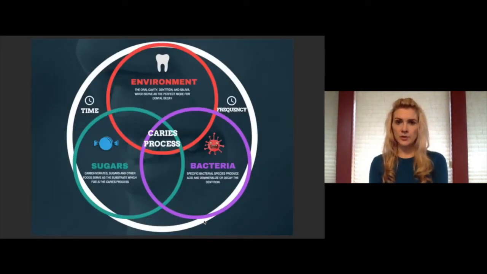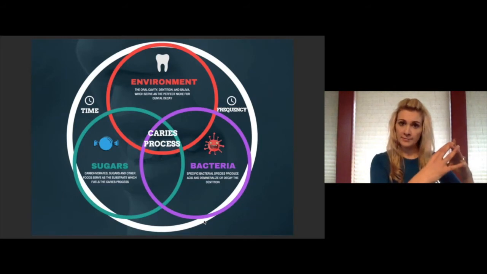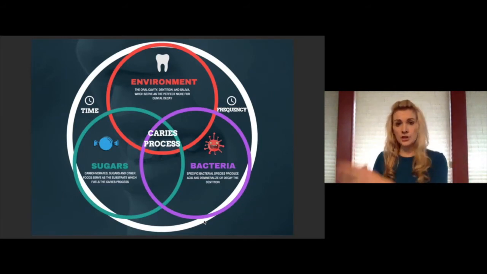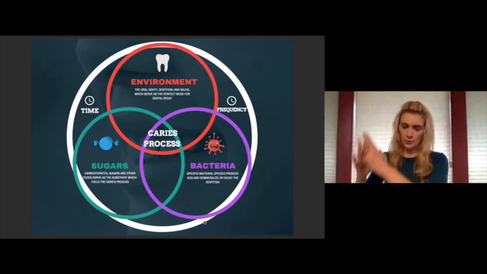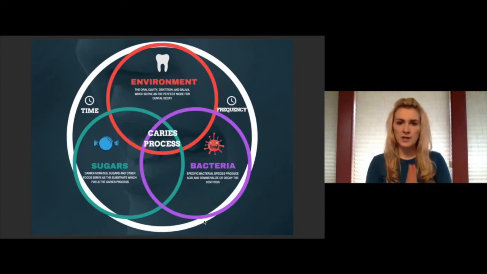And again, the three big entities that are all necessary and sufficient to fuel the caries process include the oral environment, the sugar substrate, and the bacteria that feeds on the sugars within this environment to break down the teeth. All of these processes occur within time, and the frequency at which we eat foods are also very important factors here.